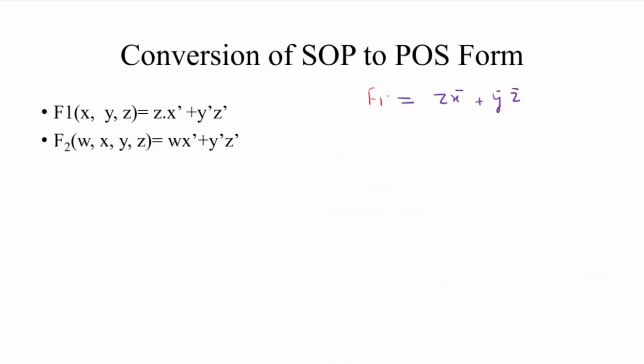Here we can directly write it as follows. When we write it in sequential order, x is written first, whether it appears in its original form or prime form, then y, then z. So this is written as x complement z plus y complement z complement.